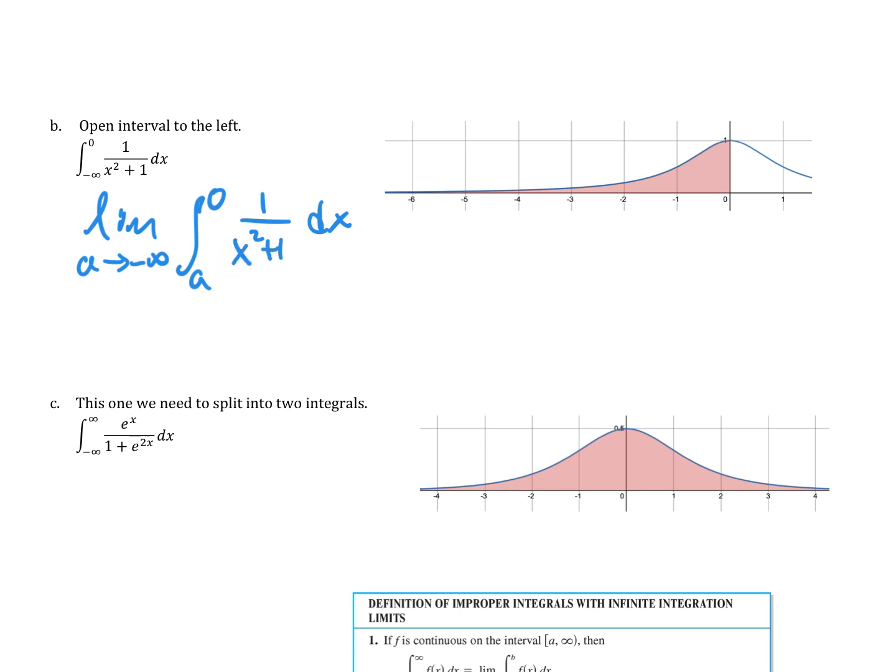Can we do integration by parts? I don't think that's going to help us. But do you recognize this form? This is inverse tangent, or arctangent. So it's arctangent straight up. We don't need to do any trig substitution there. So this is the limit as a goes to negative infinity of arctan of x from a to 0.